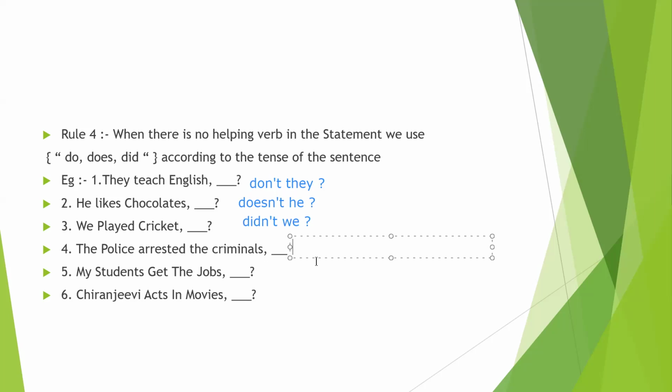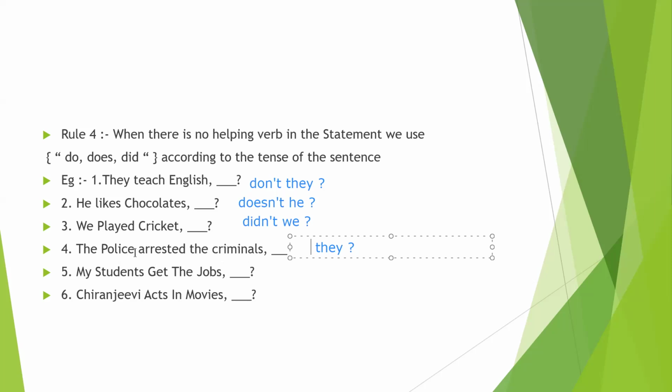Now let's see the fourth one. First we see the police. Here we can write they. The subject is they, and we write the question mark. Police is not singular, it is plural. Now let's see whether the statement is positive or negative. It appears positive. So we can write the negative question tag.